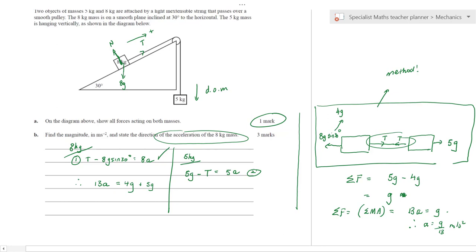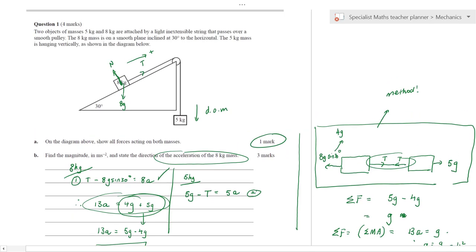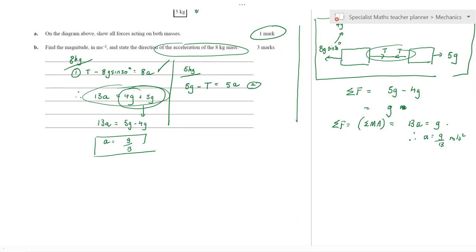Could we have done it this way? Is there an issue here? I think so, because of this sign error. If this was equal to 5g minus 4g is equal to 13a, you can see clearly that a is equal to g over 13. So what have I said all along? Sign error is the most important thing.